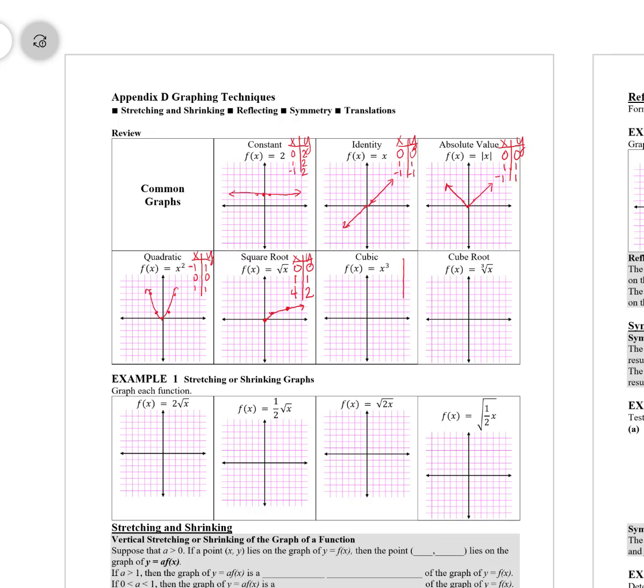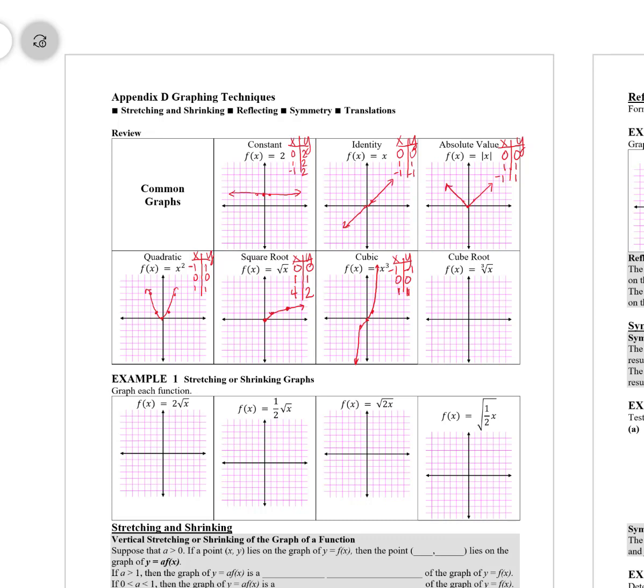The cubic function, if I choose negative 1, 0, and 1, well, negative 1 cubed is negative 1, 0 cubed is 0, and 1 cubed is 1. So if we choose negative 1, 0, and 1, you can see that it looks like it's going to be a straight line. But if I choose 2 for x, 2 cubed is 8, so that's way up here. So we have a curve. Negative 2 cubed is negative 8, so it's very steep in that direction.